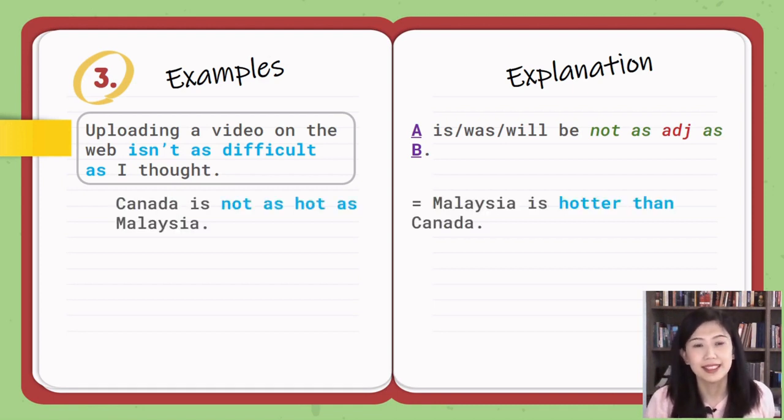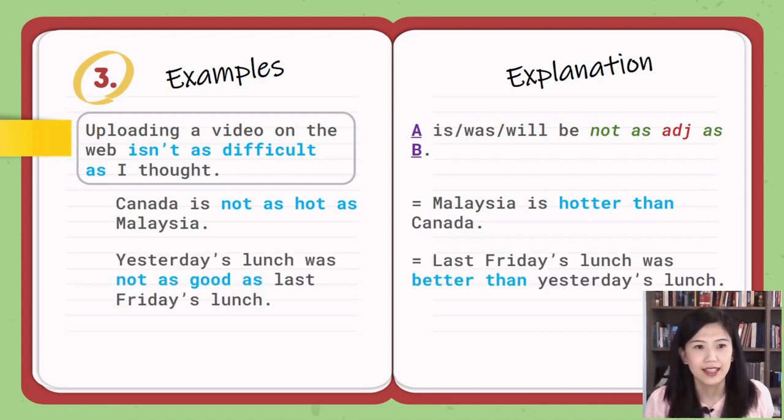For example, here's another sentence. Canada is not as hot as Malaysia. You can simply write it in another form. Malaysia is hotter than Canada. Another example is here. Yesterday's lunch was not as good as Friday's lunch. You can rewrite it and put Friday's lunch first and say last Friday's lunch was better than yesterday's lunch.